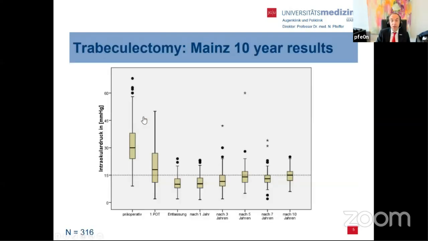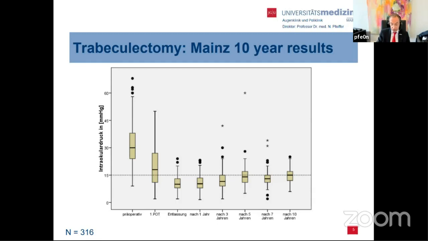So the next slide then shows you the 10-year Mainz results of 316 surgeries. And you see that the pressure initially was a mean of 30, but some very high pressures. On the first postoperative day, it doesn't need to be very low, but then when patients go home, it should be about 11 or 12. And that is the case. And after 3 years, 5 years, 7 years, and 10 years, it slowly goes up. It does that to a mean of 15 millimeters mercury. So these are the mean values.